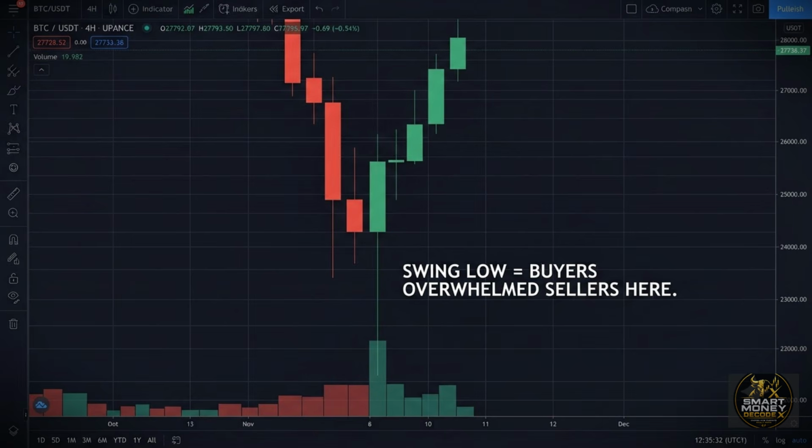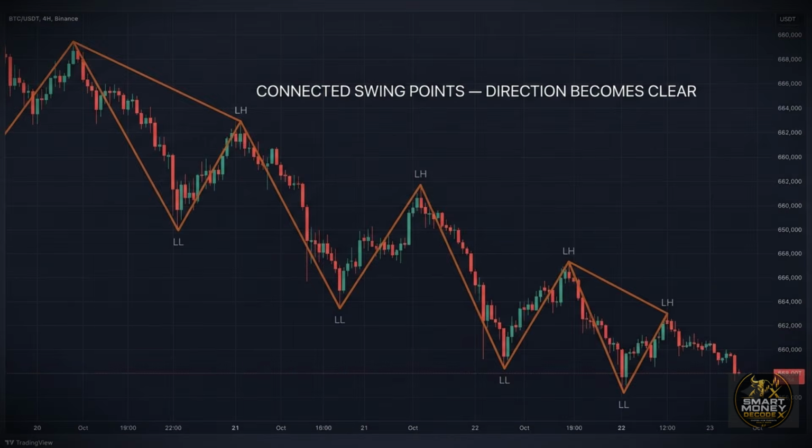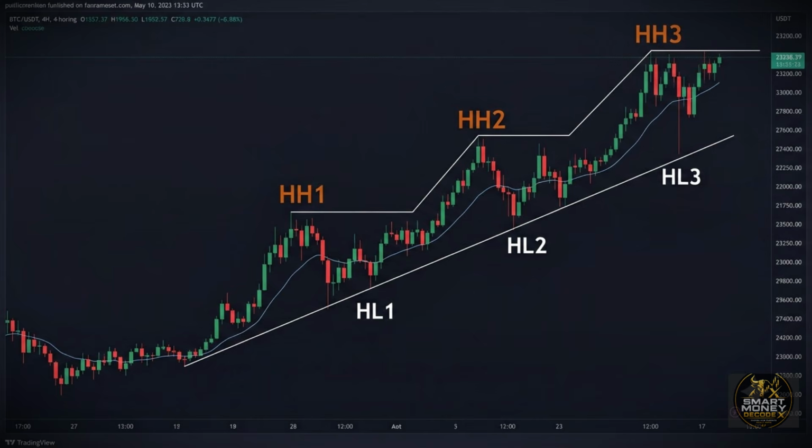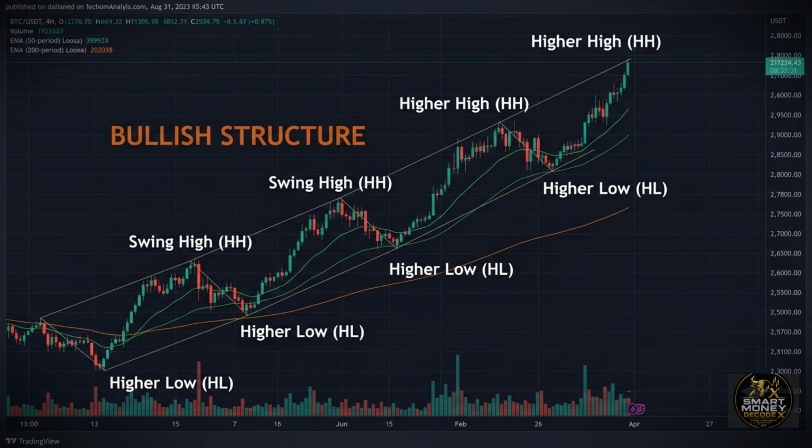Now here is where the structure begins. When you connect consecutive swing highs and swing lows, you can see whether the overall sequence of peaks and troughs is moving up, moving down, or moving sideways. And that sequence is market structure. Bullish market structure: higher highs and higher lows. When each new swing high is higher than the previous swing high and each new swing low is higher than the previous swing low, the market is in bullish structure.